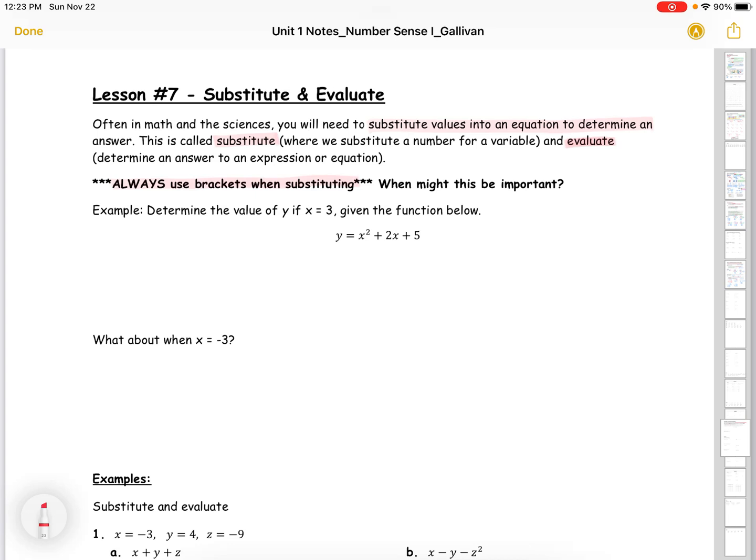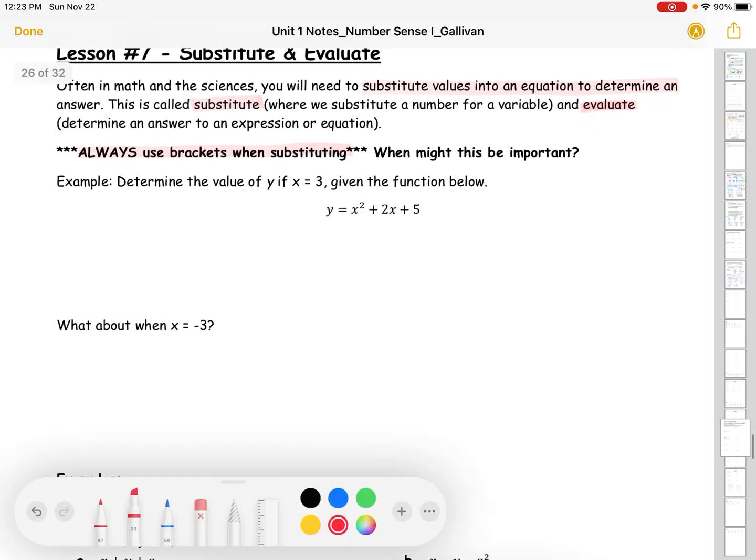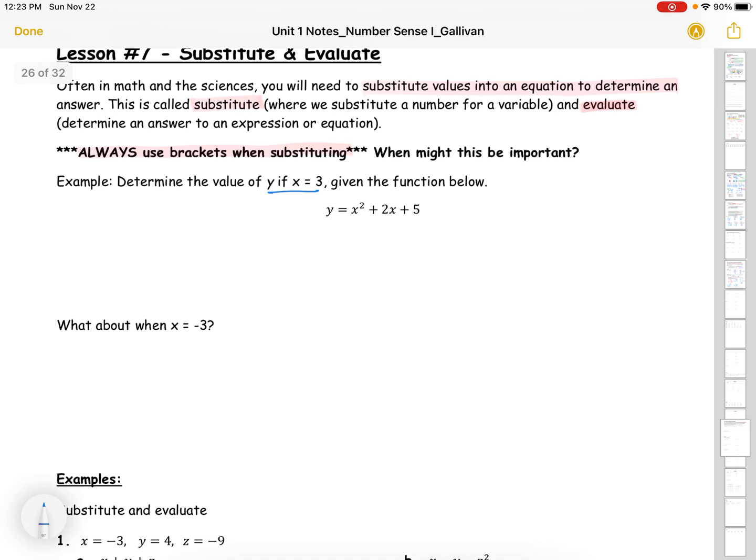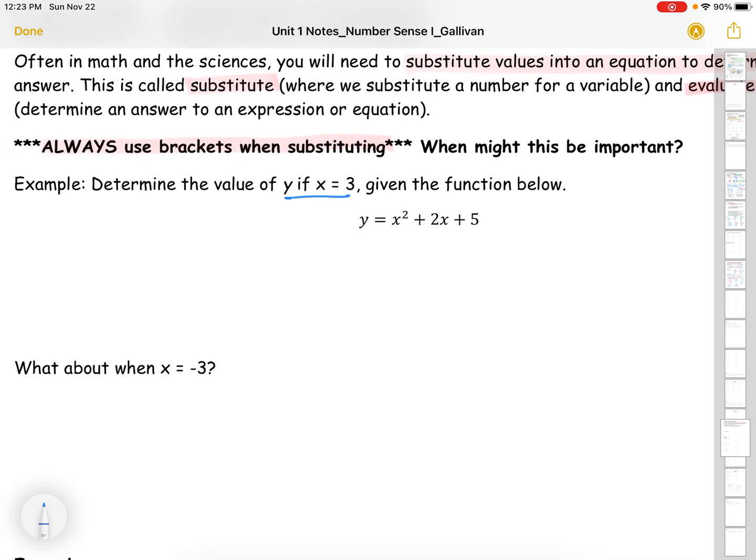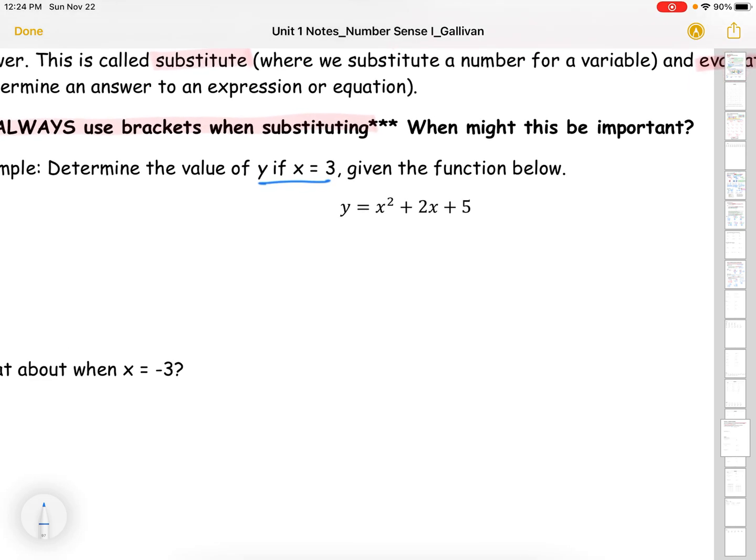Now, we always want to use brackets when we're substituting because of our order of operations, because it's going to make things important. So, for example, determine the value of y if x equals 3, given the function below. So, if we have y is equal to x squared plus 2x plus 5, we're going to substitute. So what that means, everywhere there's an x, we're going to write in a 3. So that would be y is equal to (3) squared plus 2 times (3) plus 5.